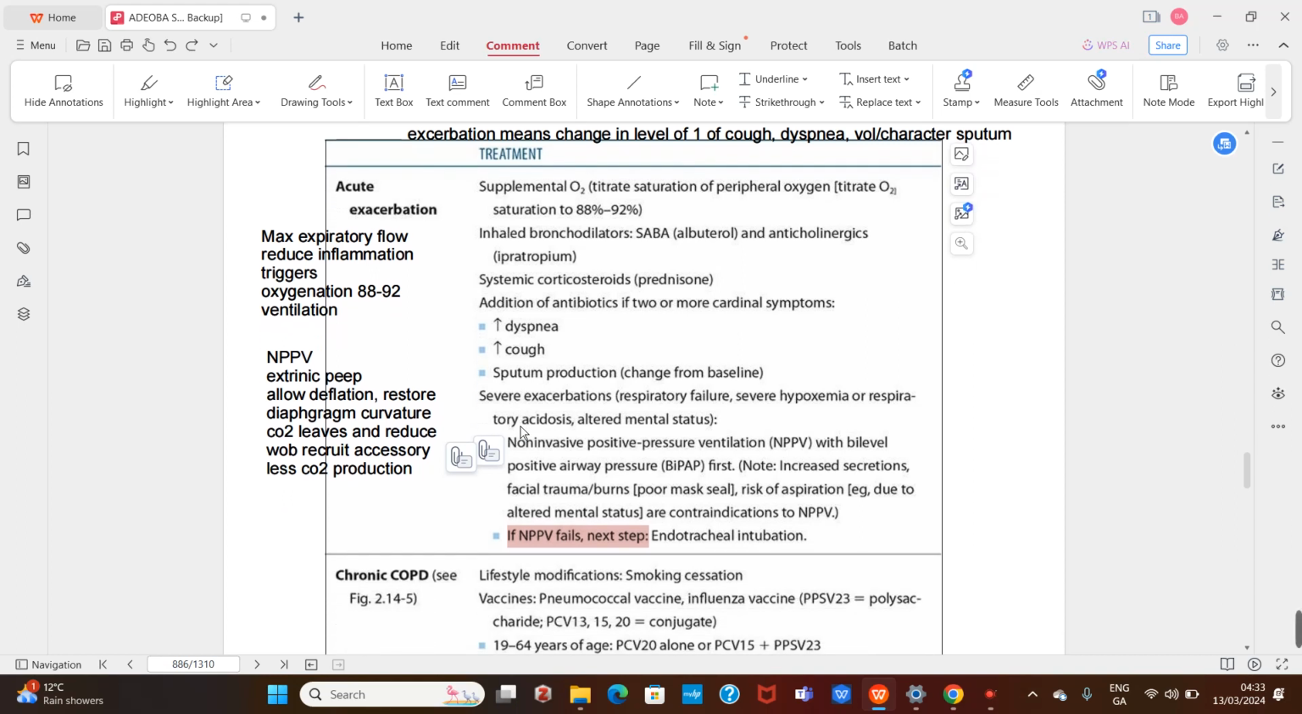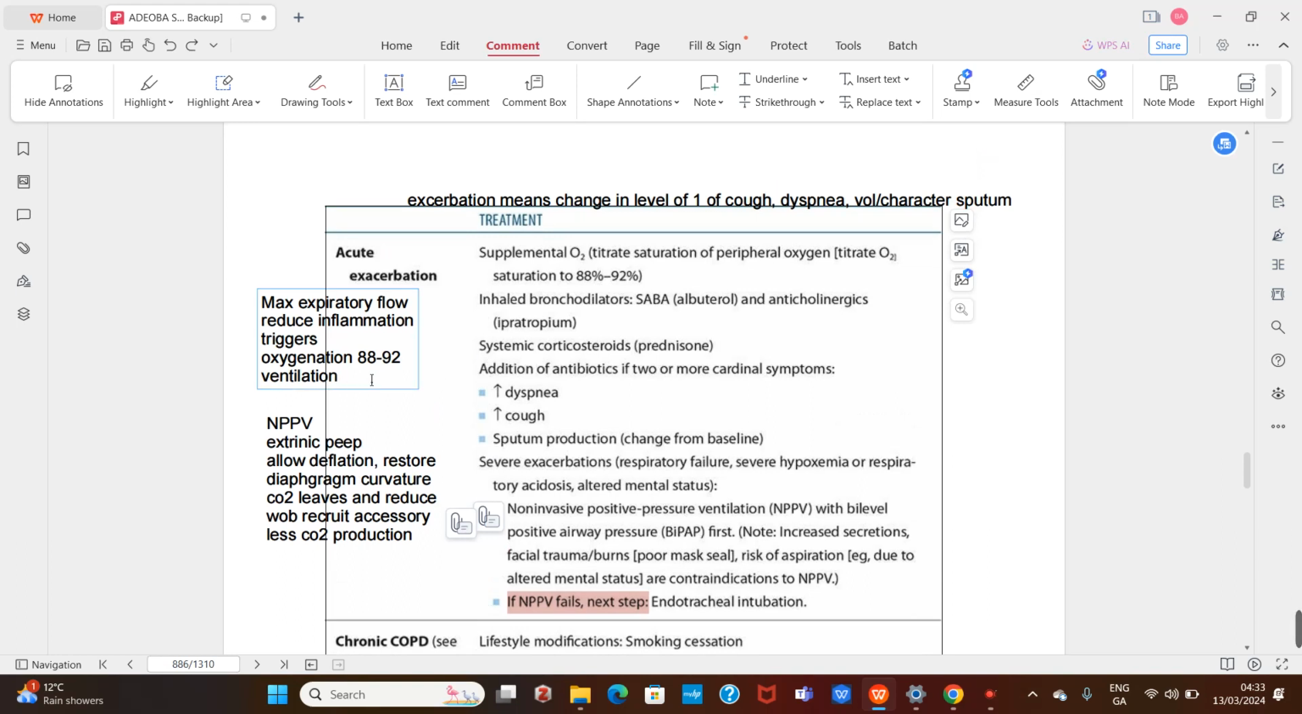Then sometimes, of course, you have to oxygenate that person. If the SpO2 is less than 88%, you have to give supplemental oxygen, titrating it to what? 88 to 92. Don't take it beyond this.